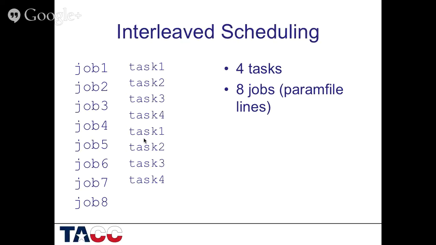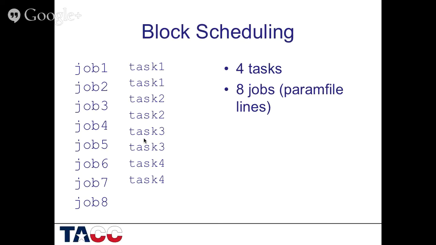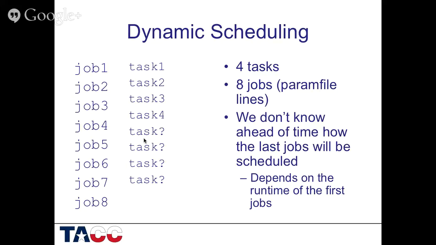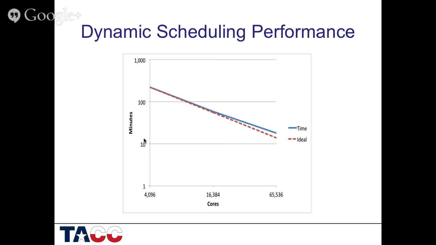In the block scheduling, like I said, it's going to take a whole chunk of them and push them all onto a single node. And with dynamic, again, like I said, if I don't know ahead of time how long these jobs last, then I can use the dynamic scheduler so that longer tasks can still keep on going, and it's not waiting for me to start some of the shorter ones. Just a quick graph of the dynamic scheduling performance. Of course, the dotted line is ideal, and the blue line is actually what's happening, and that's pretty awesome that just a simple bash script can do such a good job of scheduling jobs like this. So I just wanted to point that out.